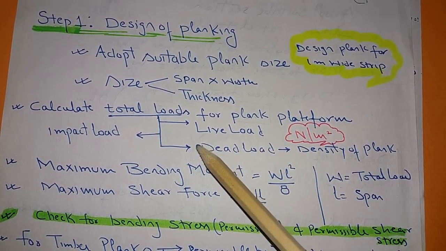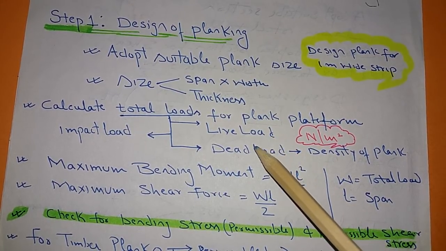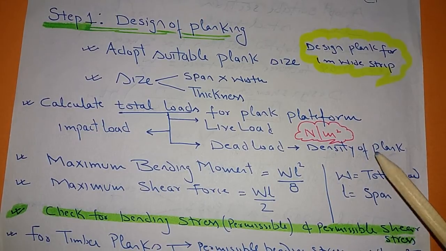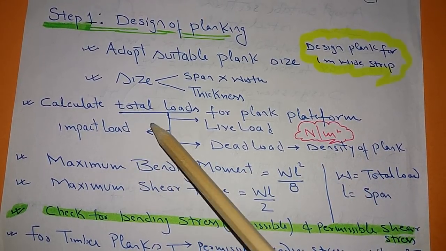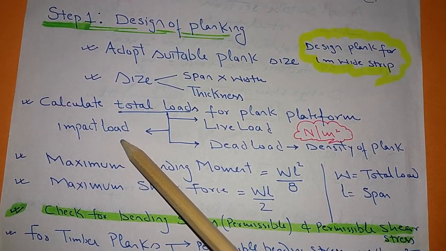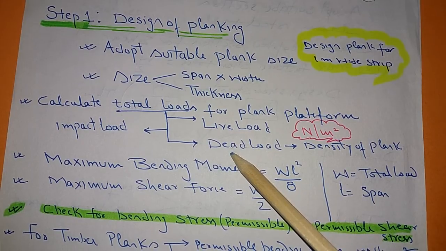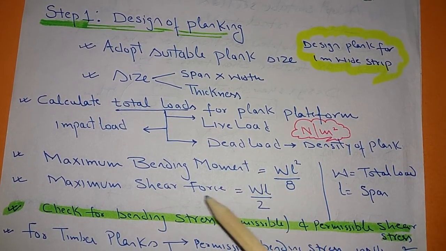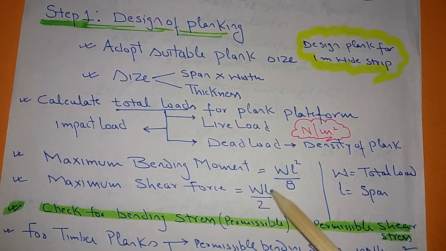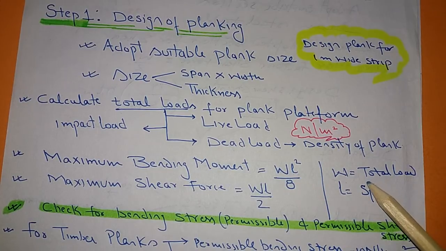How to decide? One is live load. It has been given to you, or you will decide earlier. Then dead load. Dead load will depend upon the density of the plank. And in the case of a footbridge, in most cases impact load is 0. So no need to calculate impact load. You just add live load and dead load and calculate maximum bending moment WL square by 8, maximum shear force WL by 2. L is span and W is total load.